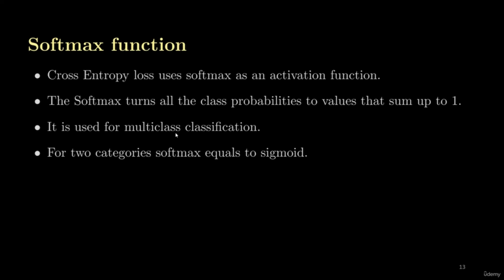Multi-class classification means if we have more than 2 classes in our data set, then it will be used with the cross entropy loss. For 2 categories, softmax equals sigmoid. So if we have only 2 labels, if we have 2 categories in our data set, in that case, softmax is equal to the sigmoid function. So these are the 4 properties of a softmax function: it is an activation function which is being used with cross entropy loss, and the advantage is that it converts the class probabilities of a cross entropy loss into a form that we can add up to equal 1.